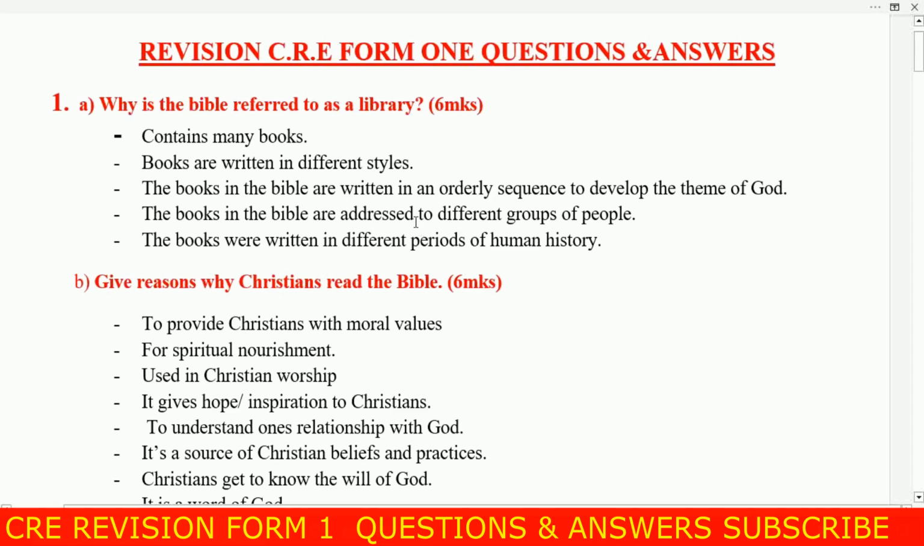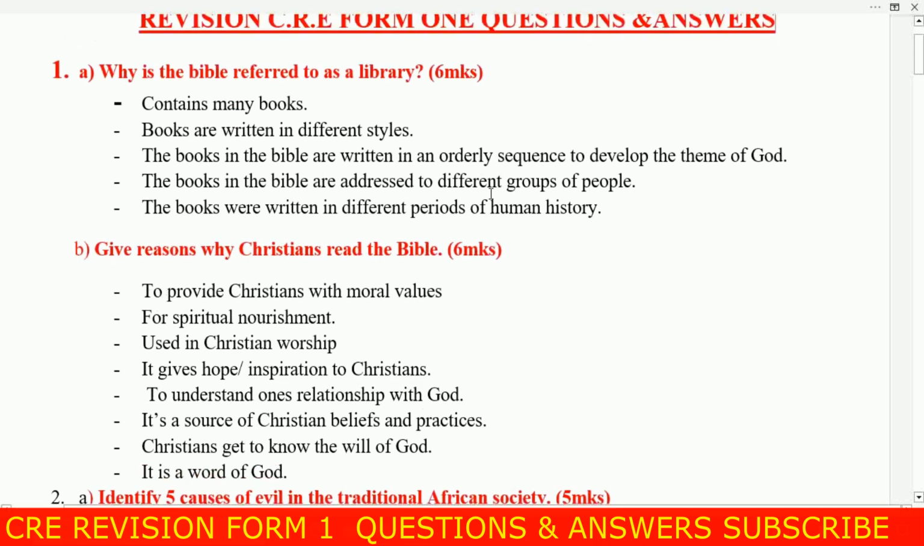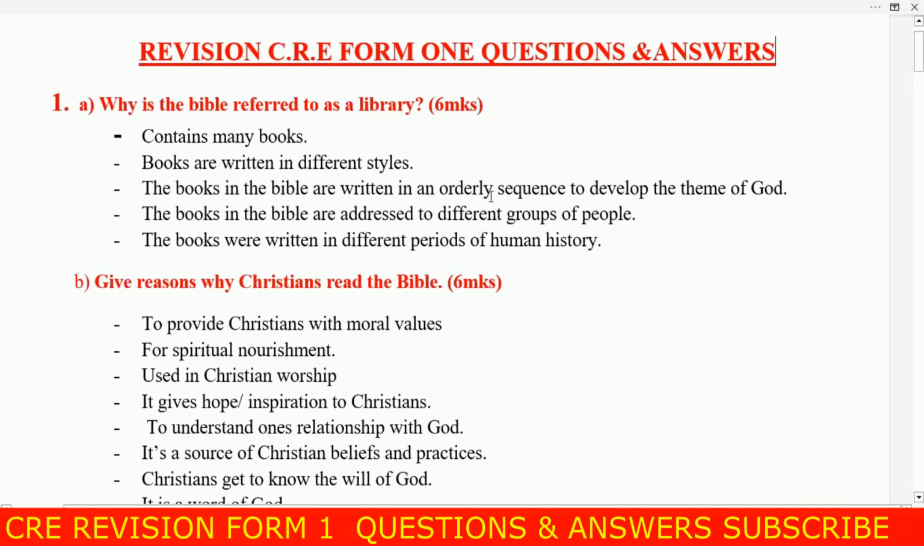Then the last point is that the books were written in different periods of human history. Let's go to question number B. Give reasons why Christians read the Bible. Why do they read the Bible?